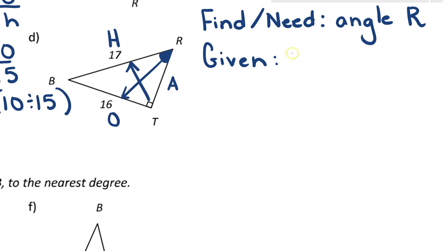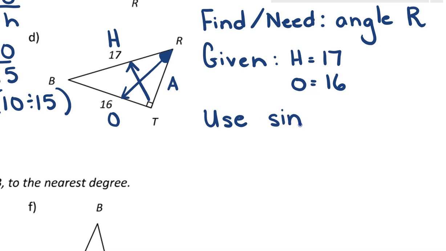So what is given? The hypotenuse, which is what? And the? Good. So if I have H and O up there, although it's not in the right order, doesn't matter. What are we going to use? Sine. Why sine? It gives us the opposite and the hypotenuse. That's exactly it. And sine of what angle?